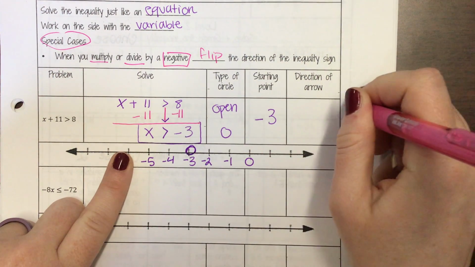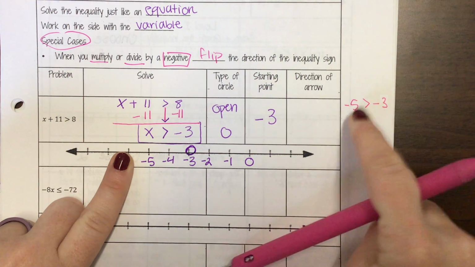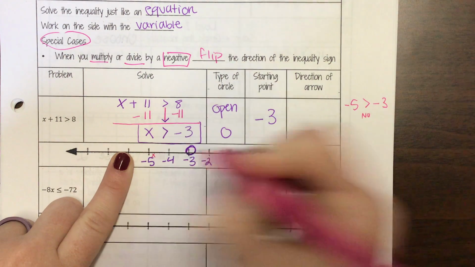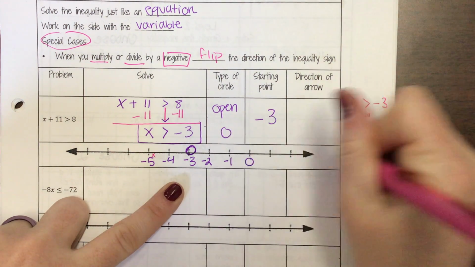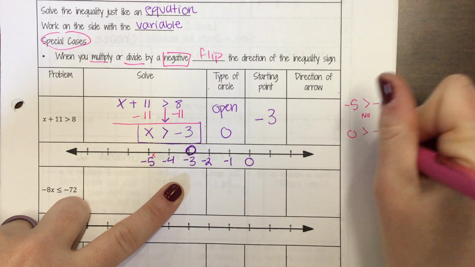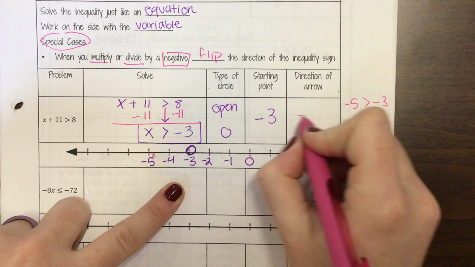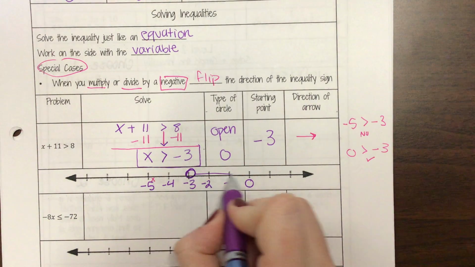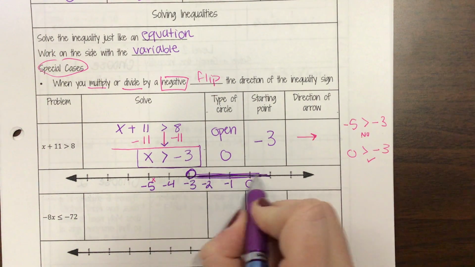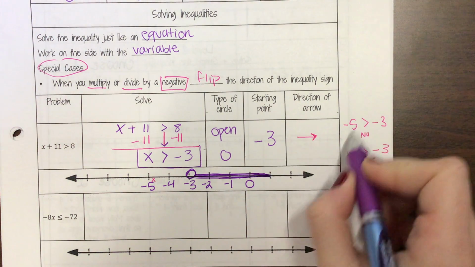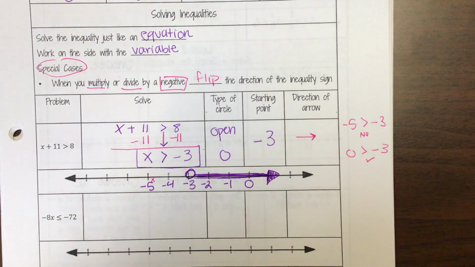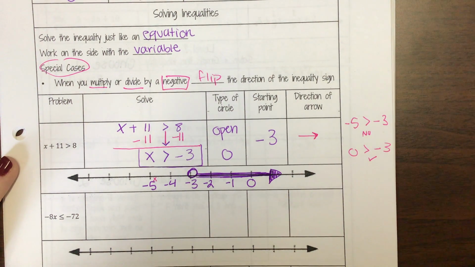So let's choose negative 5. Is negative 5 greater than negative 3? No. So that's not going to work. What about 0? 0 is greater than negative 3. So I'm going to go towards this side of 0. And it's always good to do this step and just kind of check where you are and just double check. Even if you think you know it's going to go to the right, it's good to check some points as a solution. Okay?